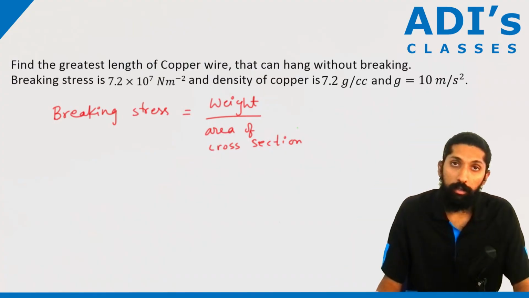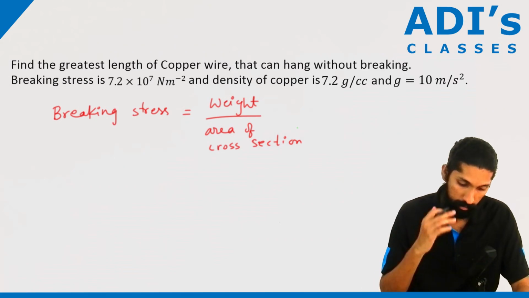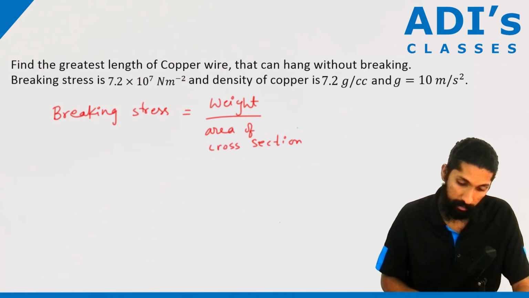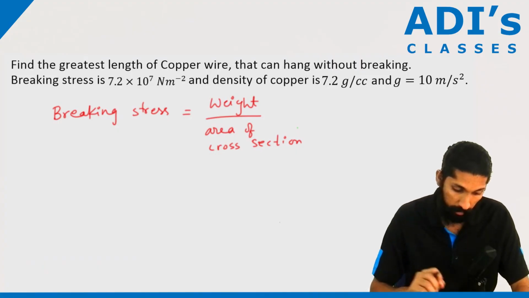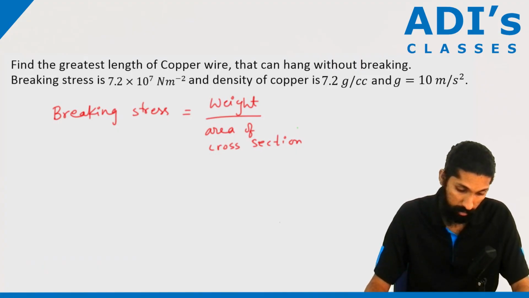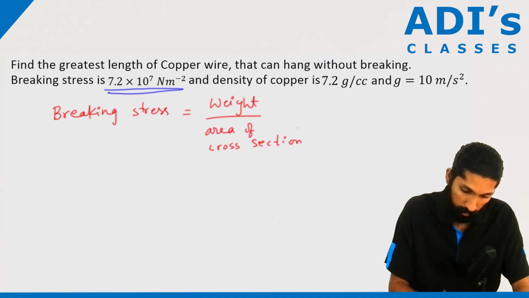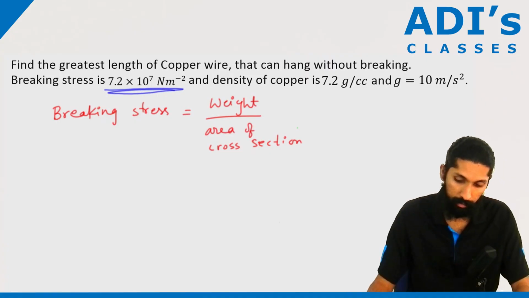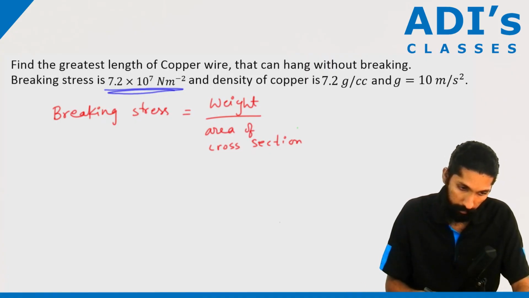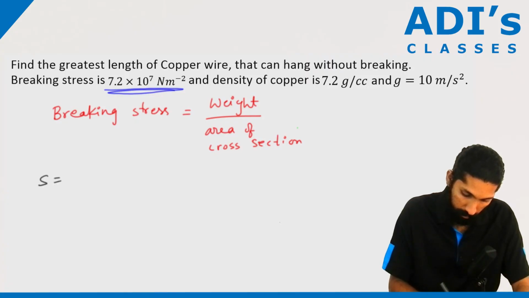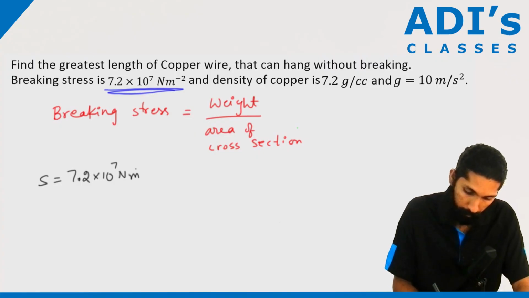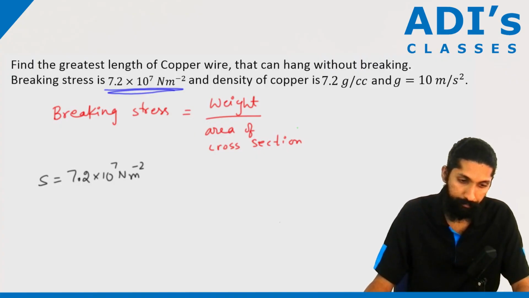Alright, we'll start with what are the things given in the question. Find the greatest length that can hang. So L is what is required. Now what is given? They have given the breaking stress, isn't it? This one, see, this is the breaking stress given. So what you can write is that the breaking stress S is equal to 7.2 into 10 to the power of 7 Newton per meter square.